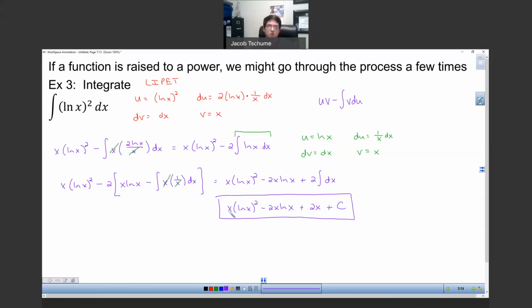And that's an example where you have to go through integration by parts more than once, and that will happen when you have a function being raised to a power where integration by parts is necessary.